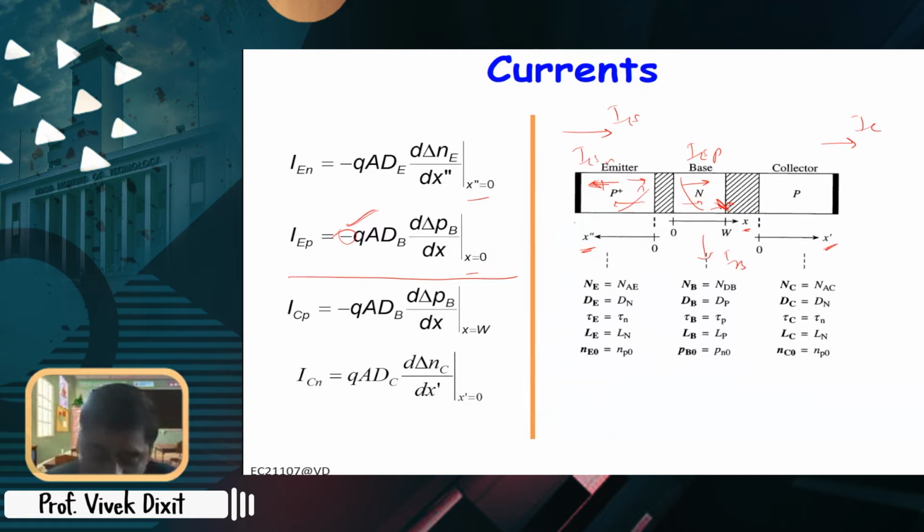And the same slope is taken here, so I_CP will be the slope at x equal to W, at the end of the quasi-neutral region of the base near the collector. These two derivatives, and the difference of these two, will be the base current due to recombination. And of course I_CN will be the slope here, right? So that will be dn_C by dx prime, right?